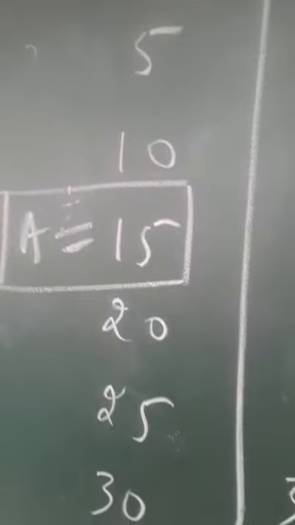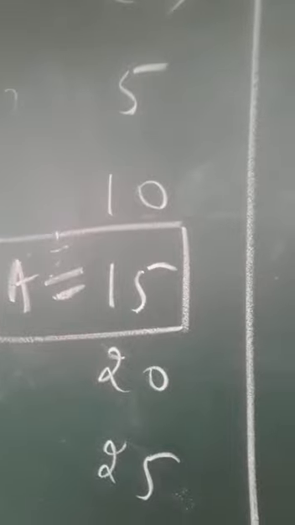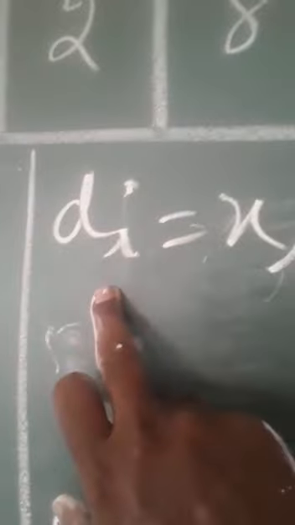Here, any of the terms from these marks, 5, 10, 15, 20, 25 or 30, we will consider as the mean by ourselves, which will be considered as the assumed mean. Now we have taken A is equal to 15. It means that we have taken the assumed mean by ourselves, that is equal to 15. Now we have to find a new term, di. Di is equal to xi minus a.